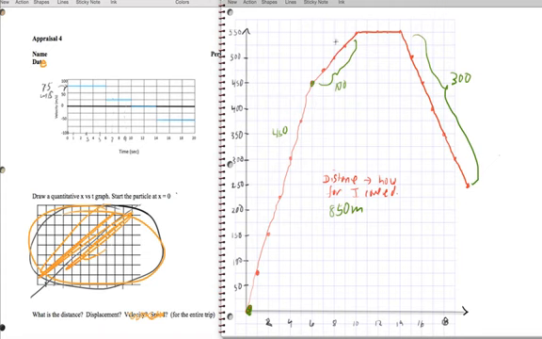Now, displacement, that's where did I end up from where I started. So I ended up at 250, and I started at 0. Because for displacement, you take your final position and you subtract off where you started from. So that's how I get displacement.